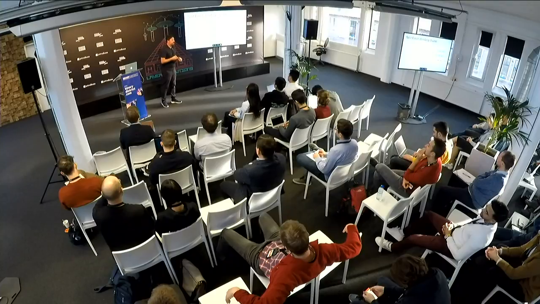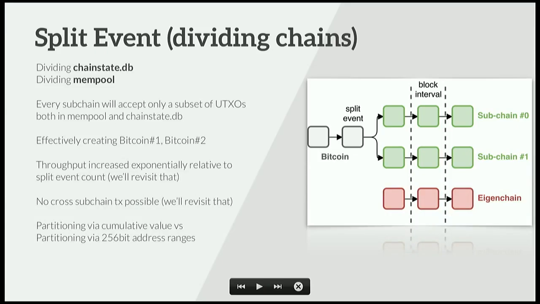And by doing that, we are actually dividing the chain state DB, which is the actual database that Bitcoin implementation uses to keep track of UTXOs. And also we are dividing the mempool, which is the pool of transactions that nodes receive.